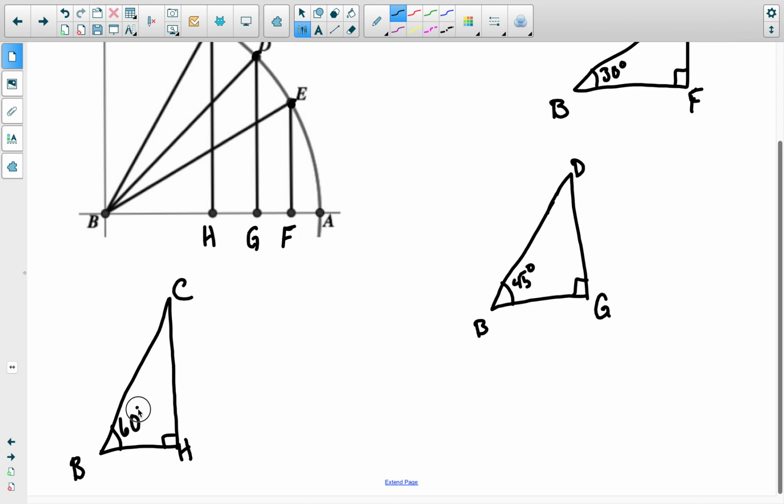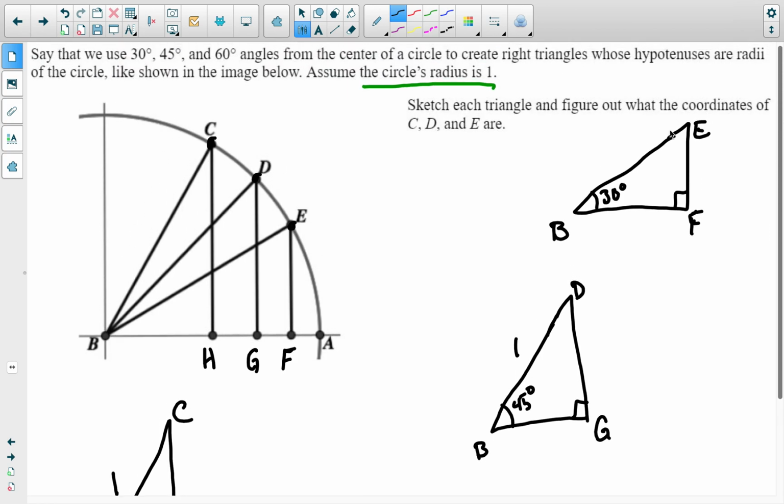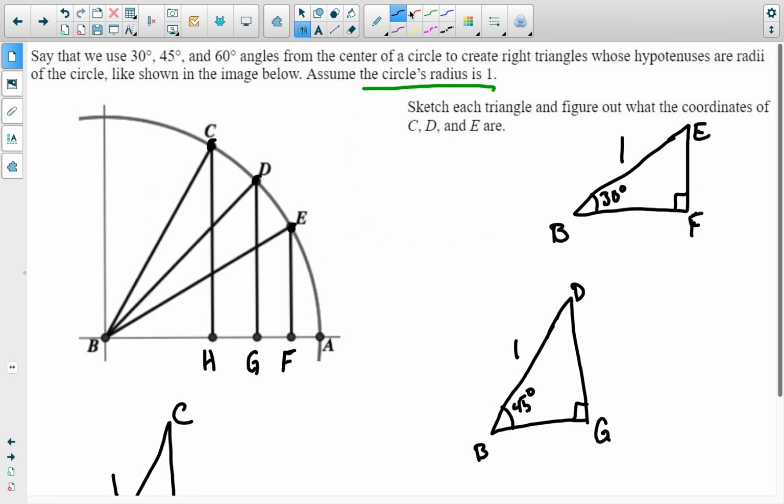This is 60 degrees. And we know that the hypotenuse of each triangle is 1. Okay? Because those circles' radius is 1. Each of these hypotenuse lengths is a radius. Okay? So now let's use our right triangle rules.